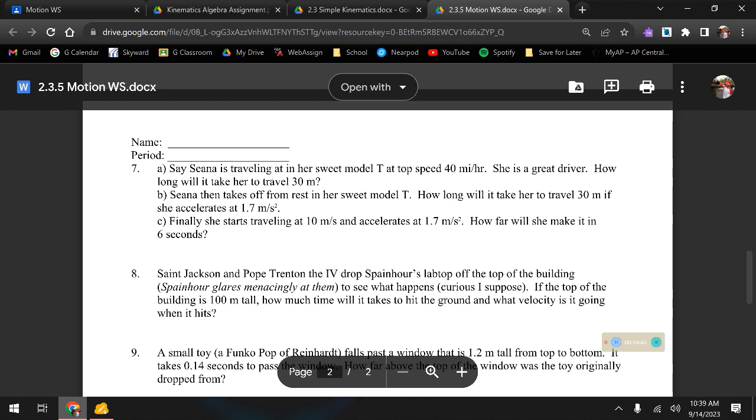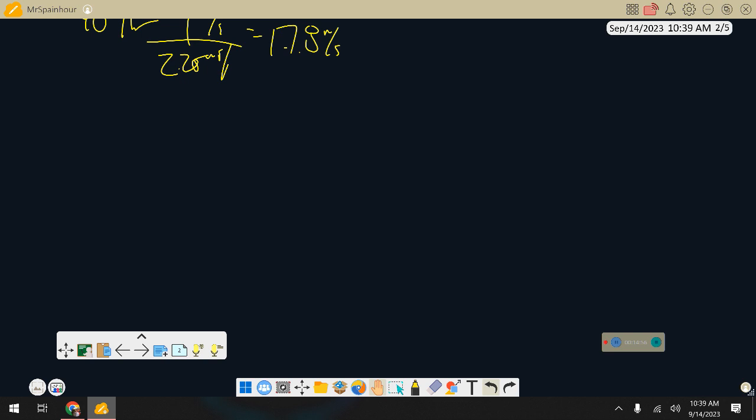Here, she was traveling at about 17.8 meters per second, and according to part B, she took off from rest, which means what? 0 at the very beginning. You'll also see towards the end here that she's accelerating, so that doesn't belong with the previous one, so we do need a new set.